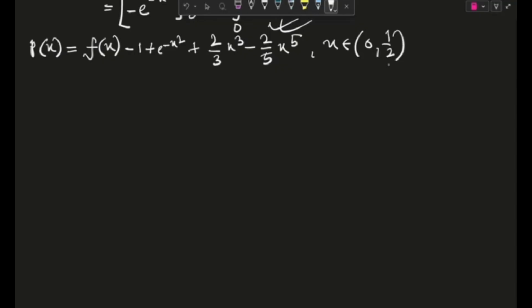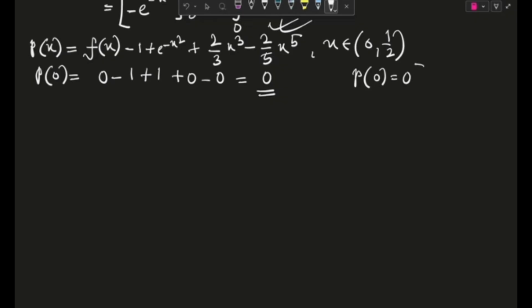So what I am actually doing is, if we try to find out p of 0, f of 0 is 0 minus 1 plus 1 plus 0 minus 0, so this becomes 0. So we have p of 0 equal to 0. And now I am going to take a sort of risky step. I don't know whether this will work. I am trying to differentiate p dash x, and let's see what happens.